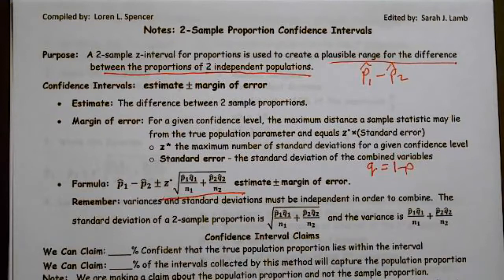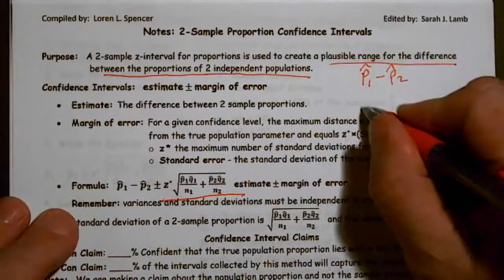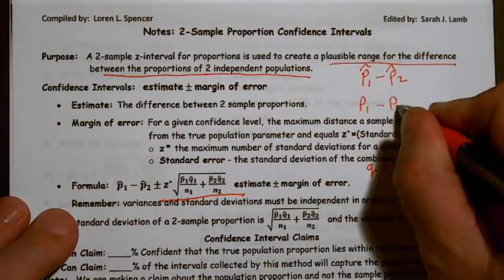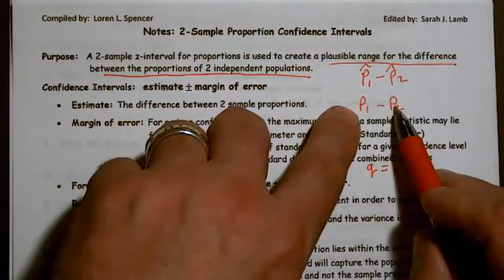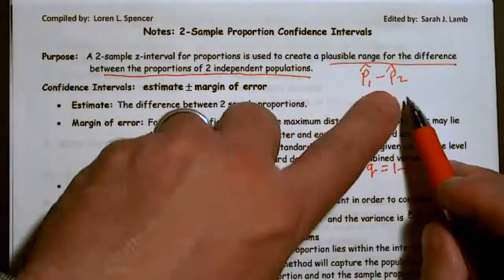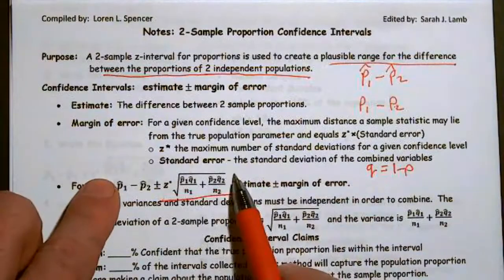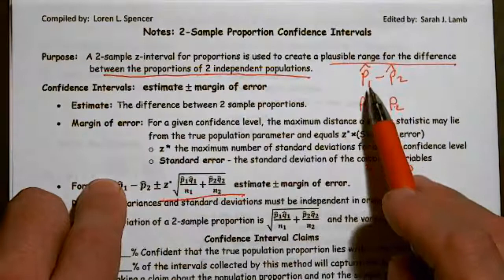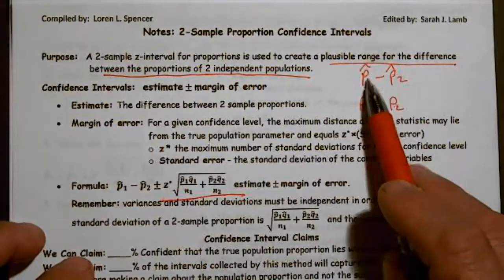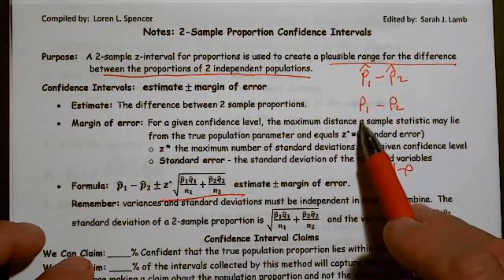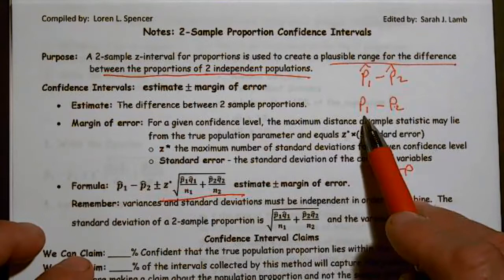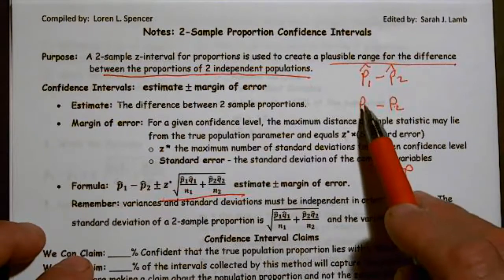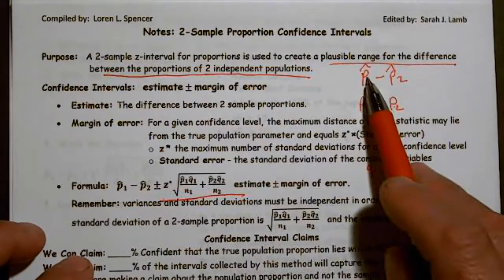Okay, so the purpose is we don't know the difference. We don't know P1 minus P2. In other words, we don't know the true population parameter. So we're trying to estimate it using this. And so we're using the sample proportions. Remember, when we use a hat, we're talking about sample proportions. Without a hat, we're talking about the population proportion. So this is population. This is the sample.